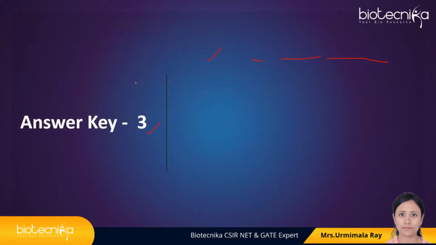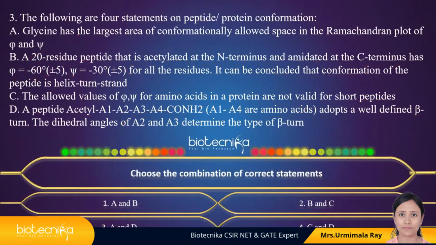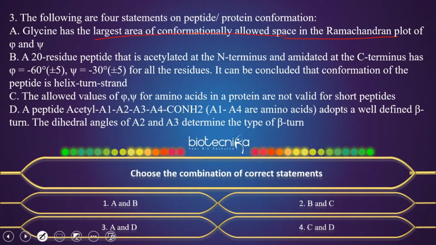So the first statement is a right statement. Glycine has the largest area of conformationally allowed space. Conformationally allowed means it will be having a lot of conformation choices.